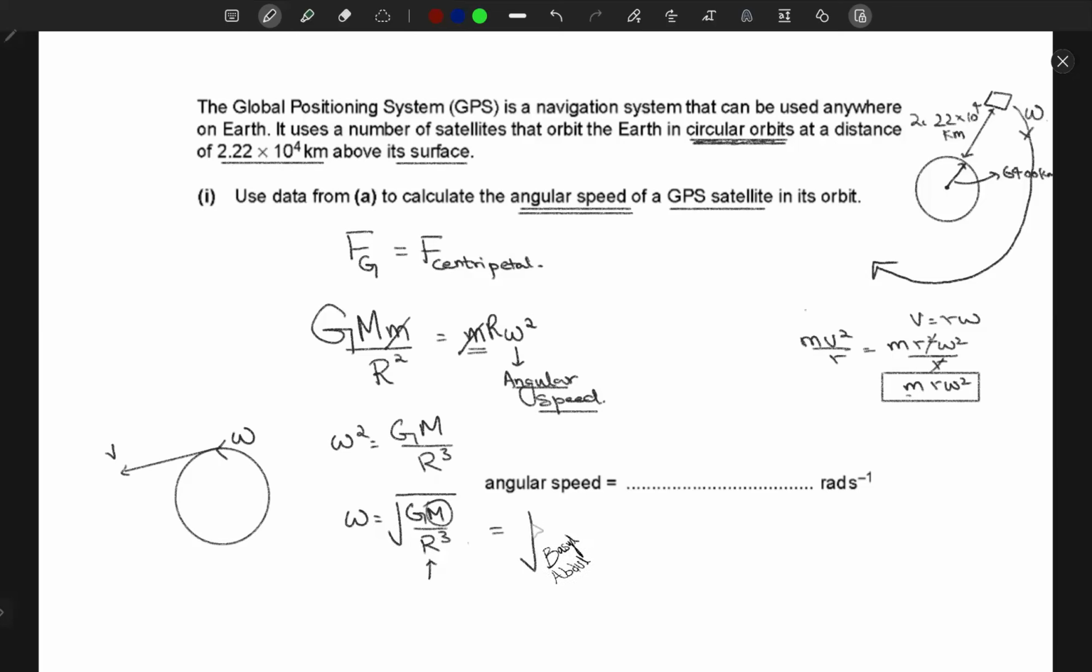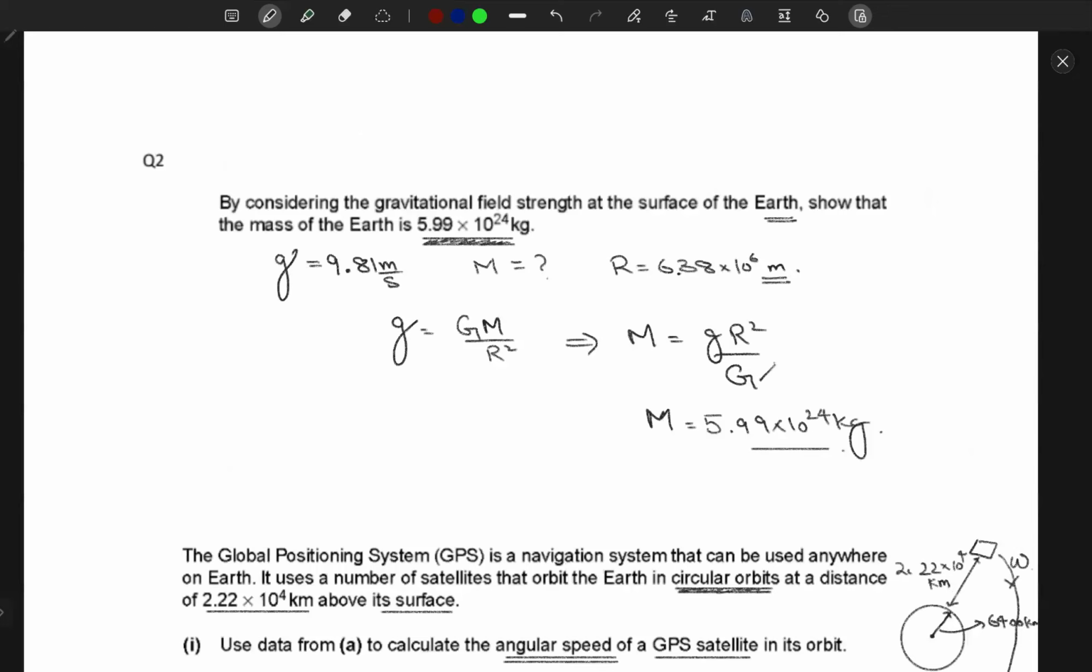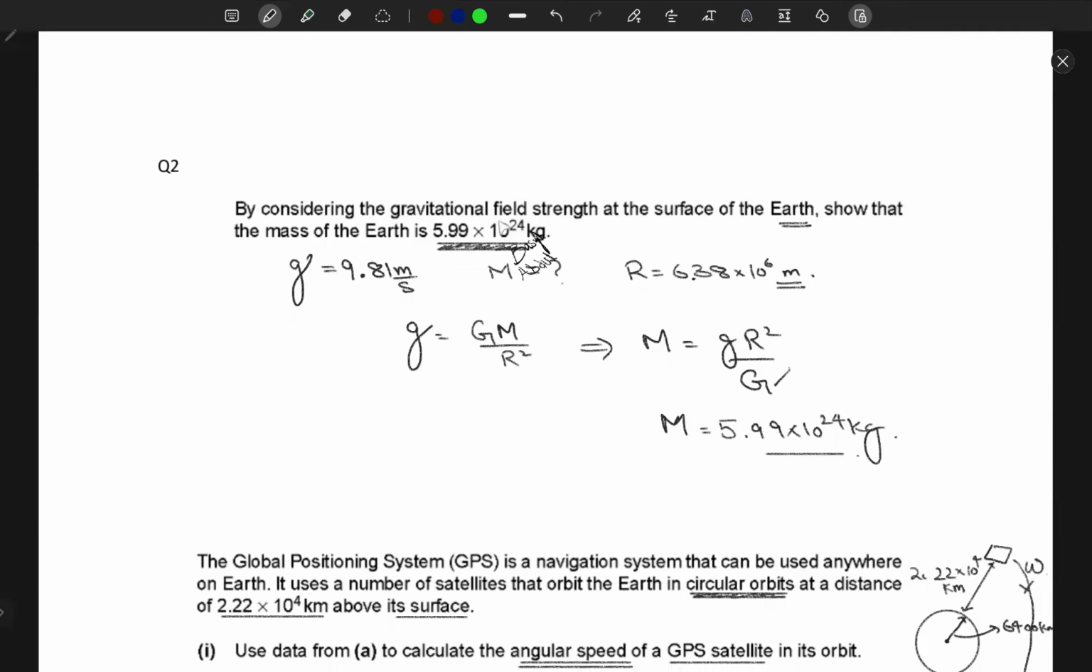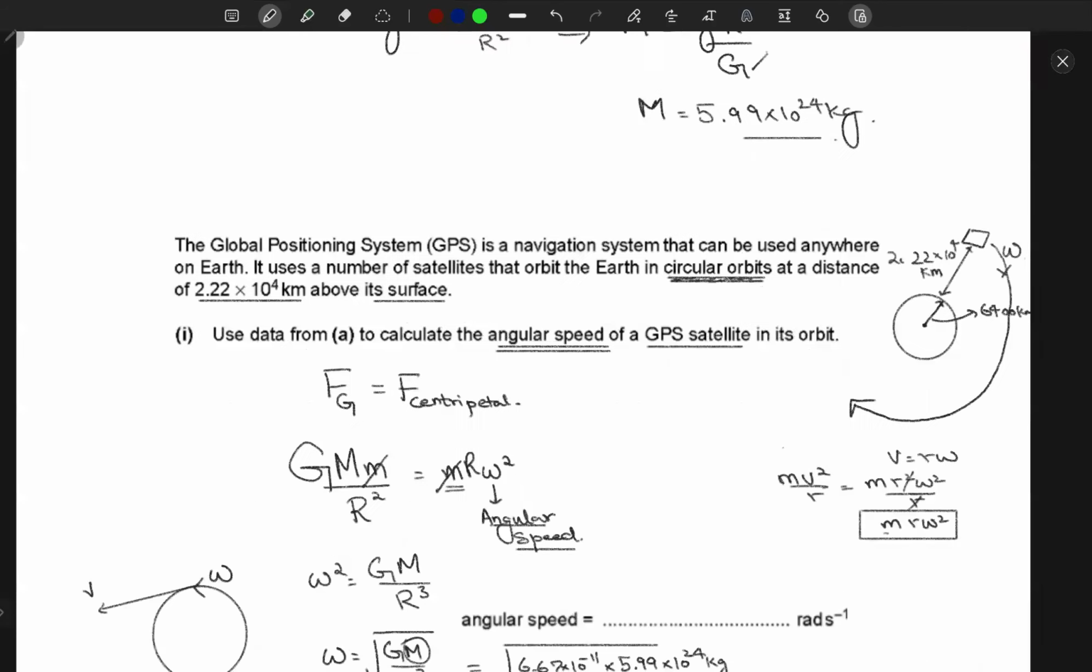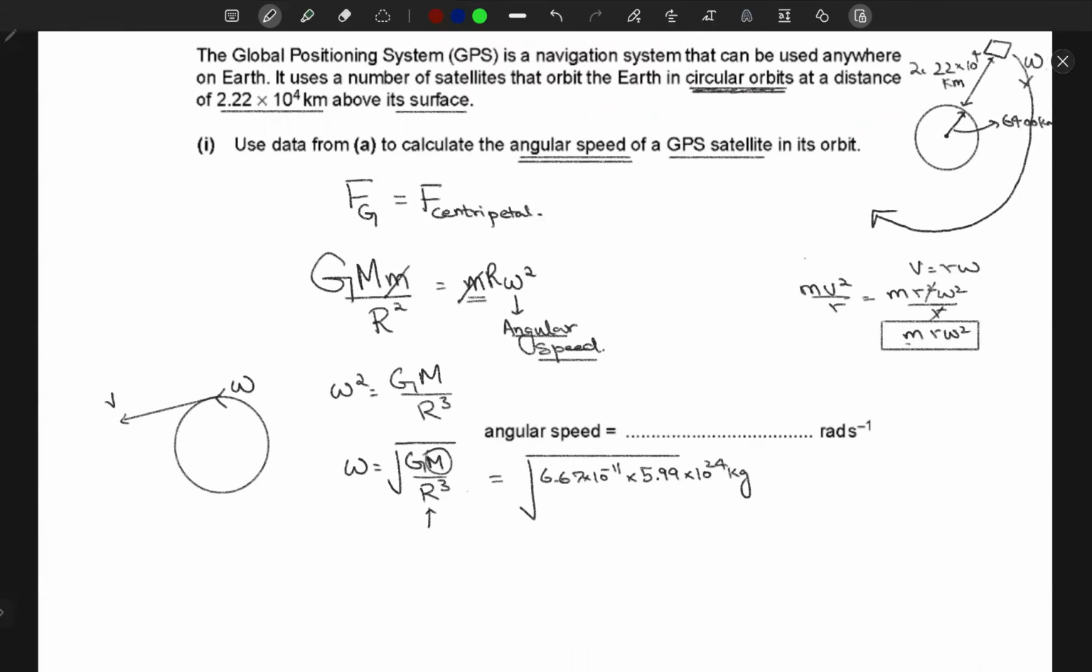So this is just 6.67 into 10 raised to power minus 11. That's the value for G. Mass of the Earth was 5.99 into 10 raised to power, what was it, 24 kilograms, right? We found that in this part, and it's also given in this thing. So we just had to show it. Even if, for example, the student was not able to do this, he would still have the mass of the Earth, so he would not fail in this second part of the question.